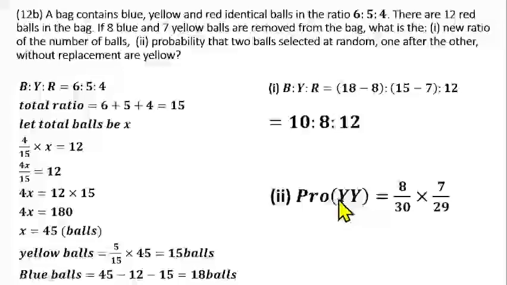So therefore, the probability of the 2 balls being yellow: and don't forget that it is without replacement. The first yellow ball picked will be 8 out of 30, multiplied by, without replacement, the yellow will reduce by 1 and the total number of balls will also reduce by 1. So you have 8 over 30 multiplied by the second yellow, 7 out of 29. If you simplify that further, that should give us 28 over 435. So that's the solution for question number 12b.